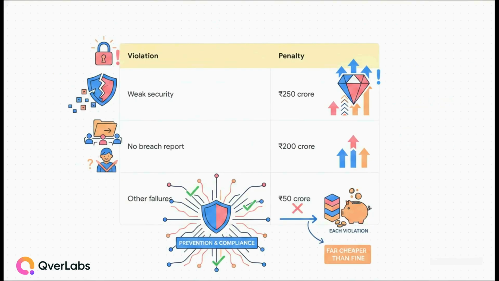Okay, so exactly which violations trigger which penalties? If you have weak security safeguards that lead to a breach, boom, that's where you hit that maximum 250 crore penalty tier. If you fail to report a data breach to the board, or if you mess up those super strict rules around children's data we just talked about, you're looking at up to 200 crore. Failing other general duties can still cost up to 50 crore. And here is the kicker, folks. The board can fine you for each individual violation. Repeated failures are going to stack up incredibly fast. Trust me, prevention is far, far cheaper than the fine.